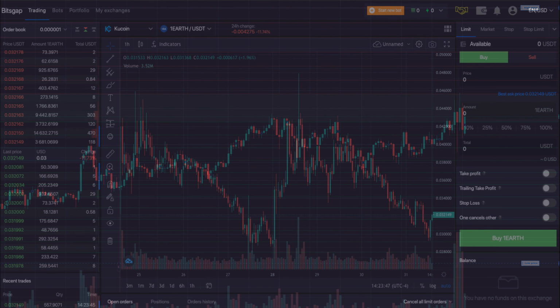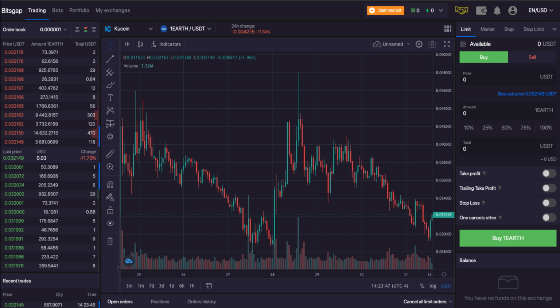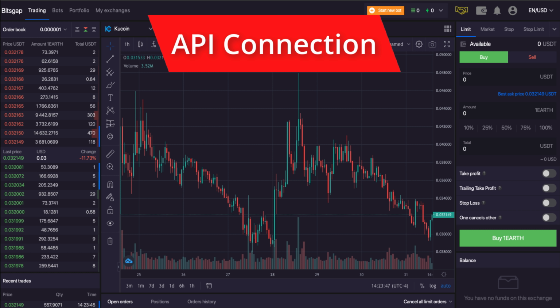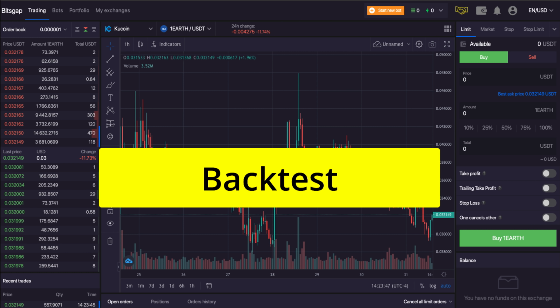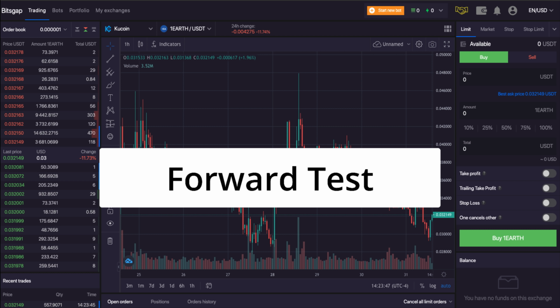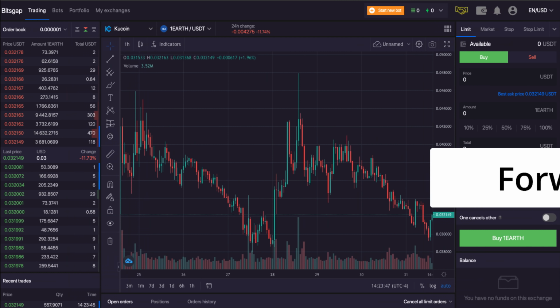This is Bitsgap, and it is not an exchange, but rather connects to your exchange via an API. At the time of this recording, you can connect to over 15 exchanges, including Binance, Binance US, KuCoin, Bybit, FTX, and FTX US, which I have personally connected thus far. Bitsgap gives you the ability to not only backtest, but also forward test a strategy, which I highly recommend before deploying it live on your account.